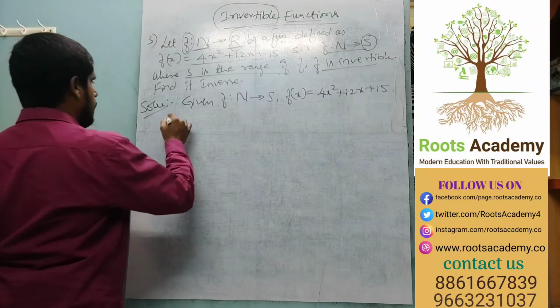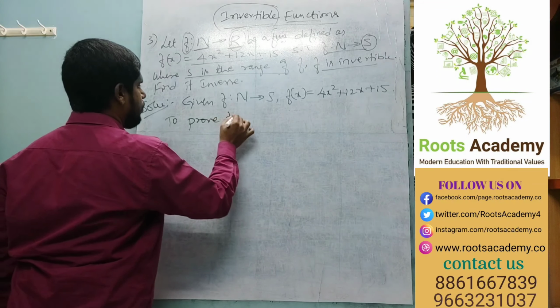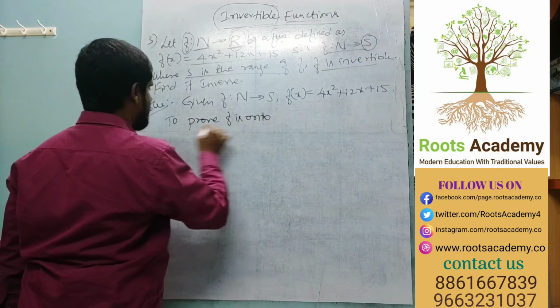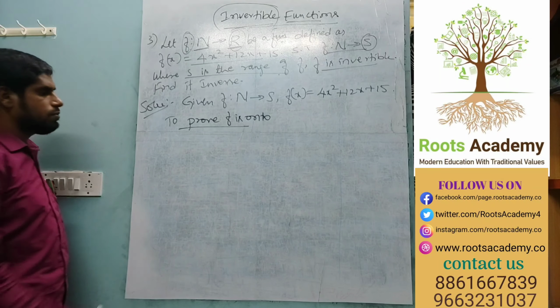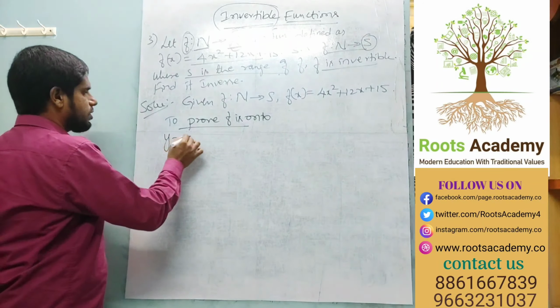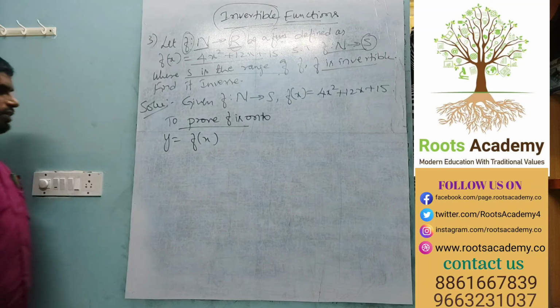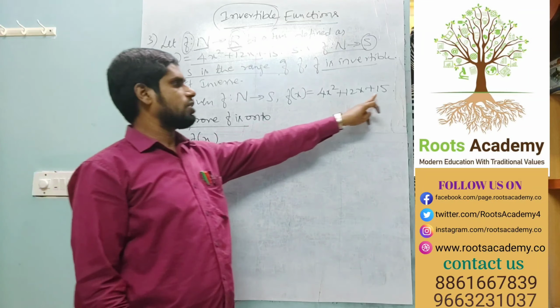To prove f is onto, we know the condition to prove it is onto. It is just y is equal to f of x. So what is our f of x? Y is equal to the complete function.